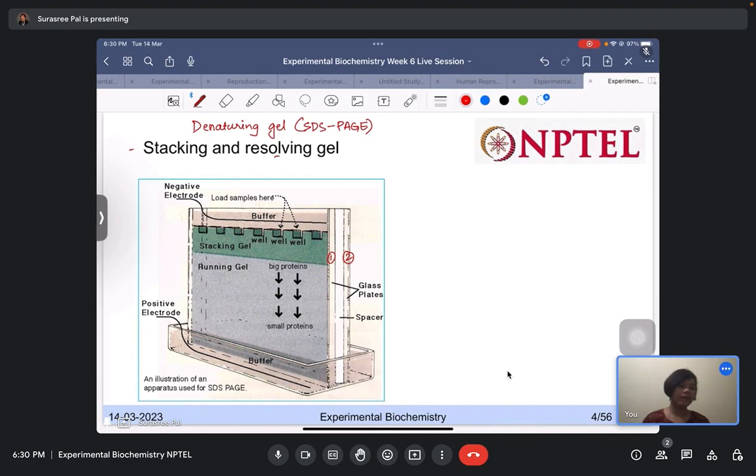Now there are two gels which you can see here, a stacking gel and a running gel, or a resolving gel, and on the top of this you can see the wells. These are the wells. The wells are formed by inserting a comb. The comb is inserted to form the wells in this SDS-PAGE, and in these wells our samples are loaded. So samples are added in these wells.